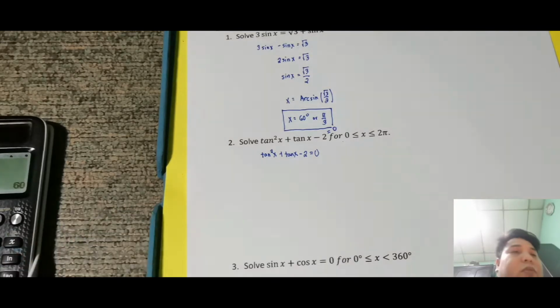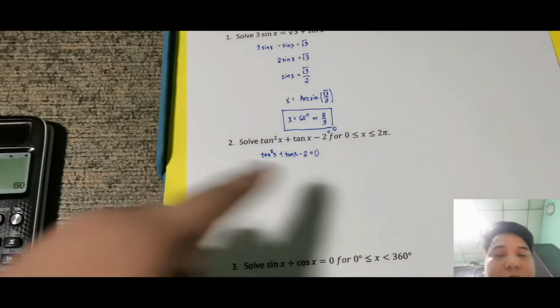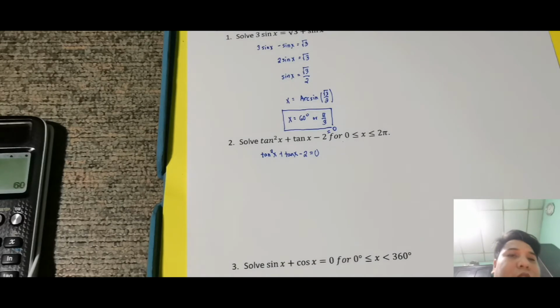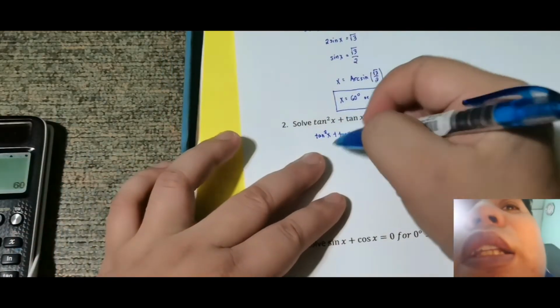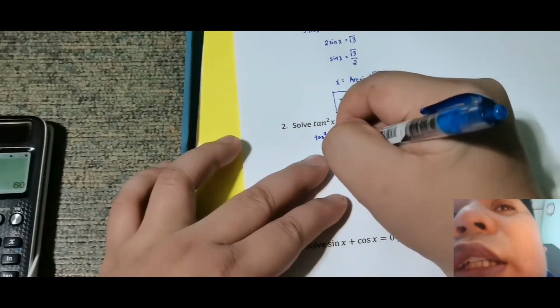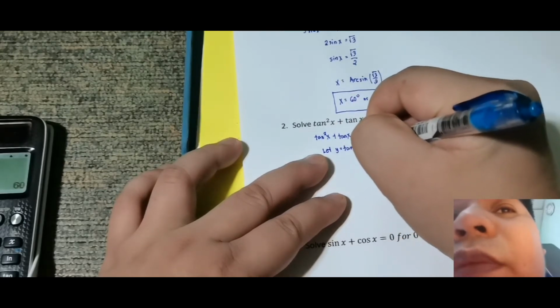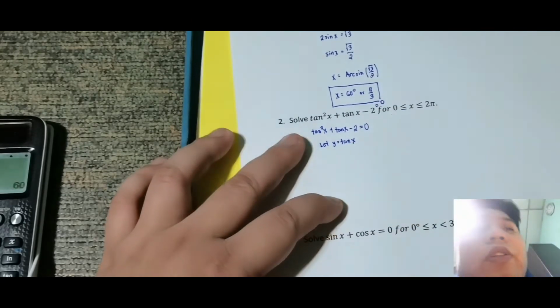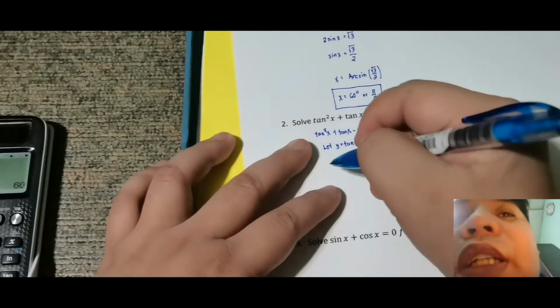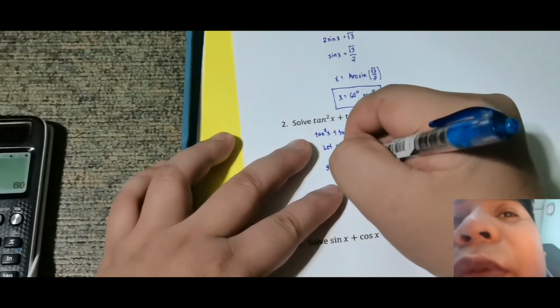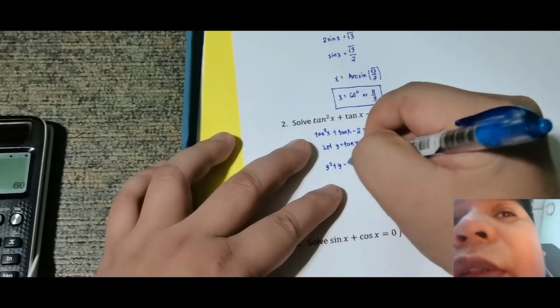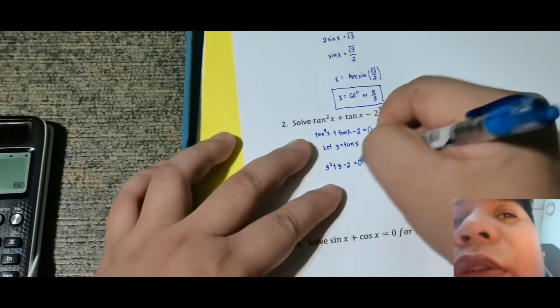So, sir, naka-quadratic po siya, pero po sir, nakakalito pa po kasi quadratic yun eh. Okay, so, for convenience, since square siya, kunyari nalilito ka, pwedeng ganito gawin mo. Kunyari, nilet ko na y is equal to tangent x. So, therefore, yung resulting equation na tangent squared, magiging y squared plus y minus 2 is equal to 0.